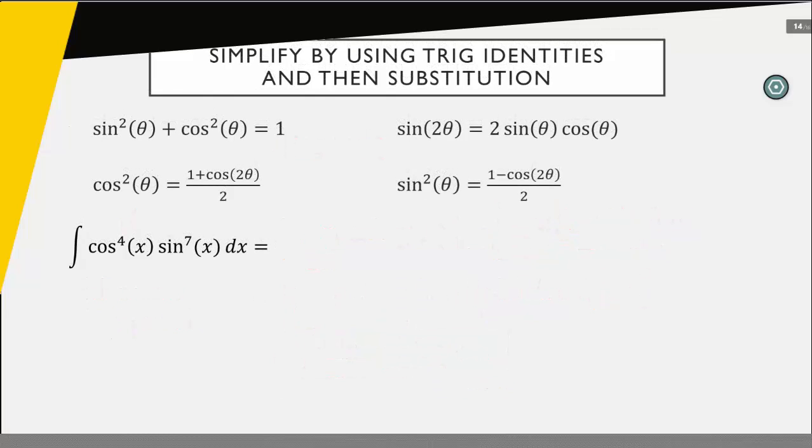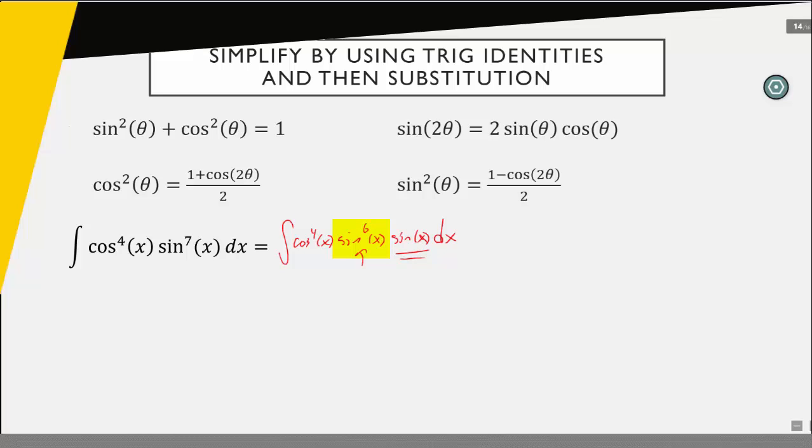Here we have cosine to the fourth times sine to the seventh. Now I am seeing that I have an odd power of sine instead of cosine. So I could rewrite this as cosine to the fourth of x times sine to the sixth power of x times that extra factor of sine of x. So once again, we've been able to identify a single factor of either sine or cosine. I'm going to need that for my substitution. And now I just need to convert this sine to the sixth power over to cosines.